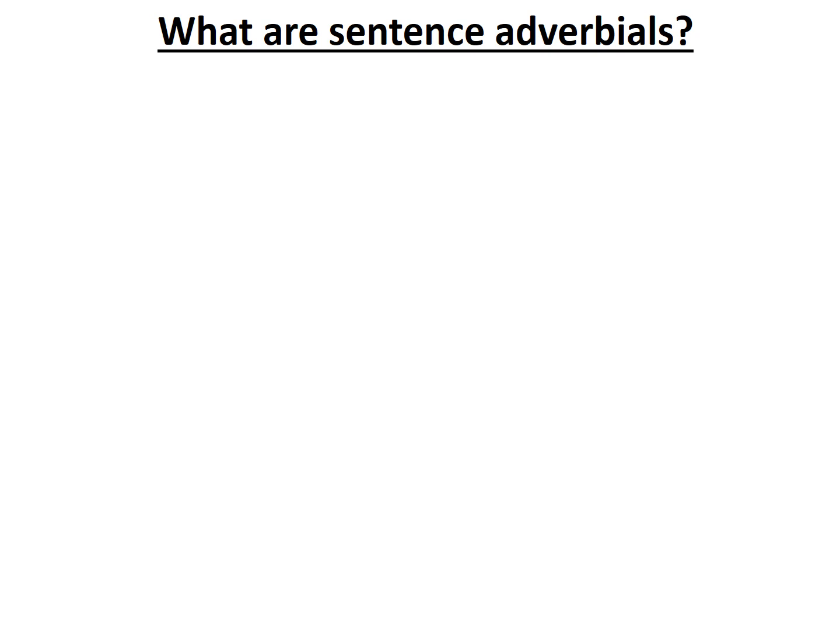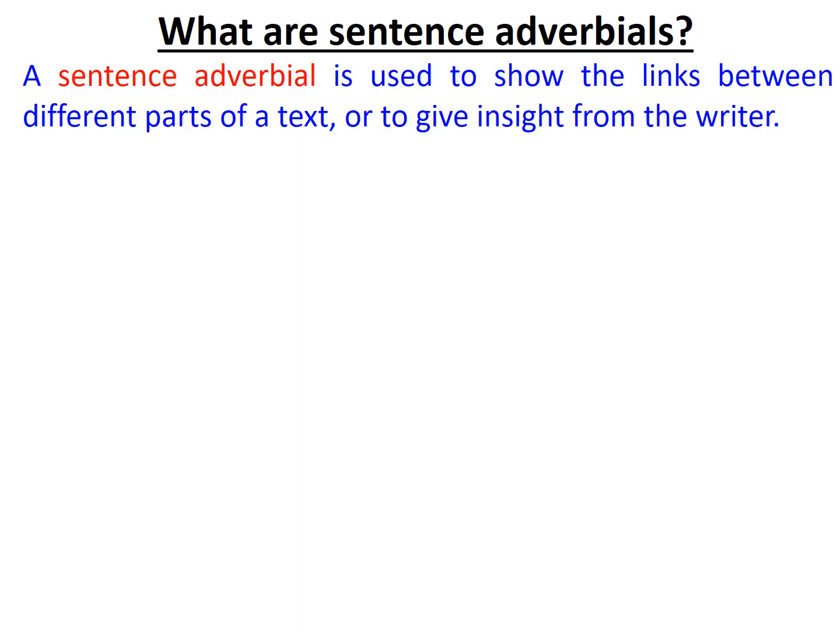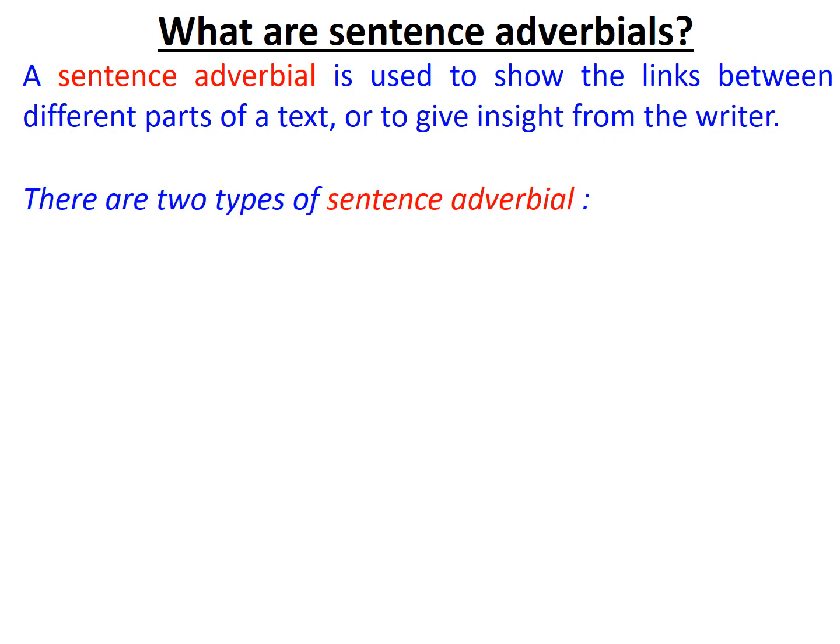In this video we'll be answering the question, what are sentence adverbials? So, a sentence adverbial is used to show the links between different parts of a text or to give us an insight from the writer's point of view. There are two types of sentence adverbial in the English language.